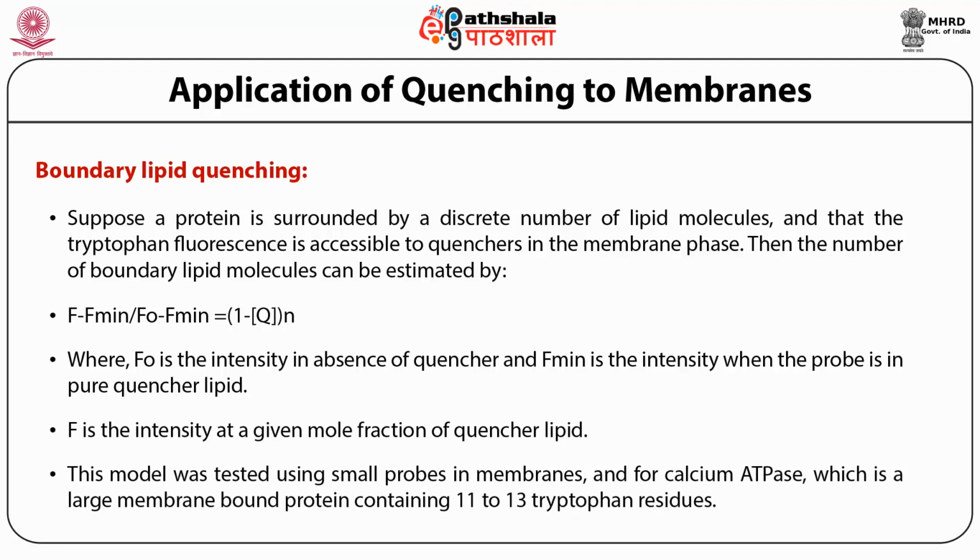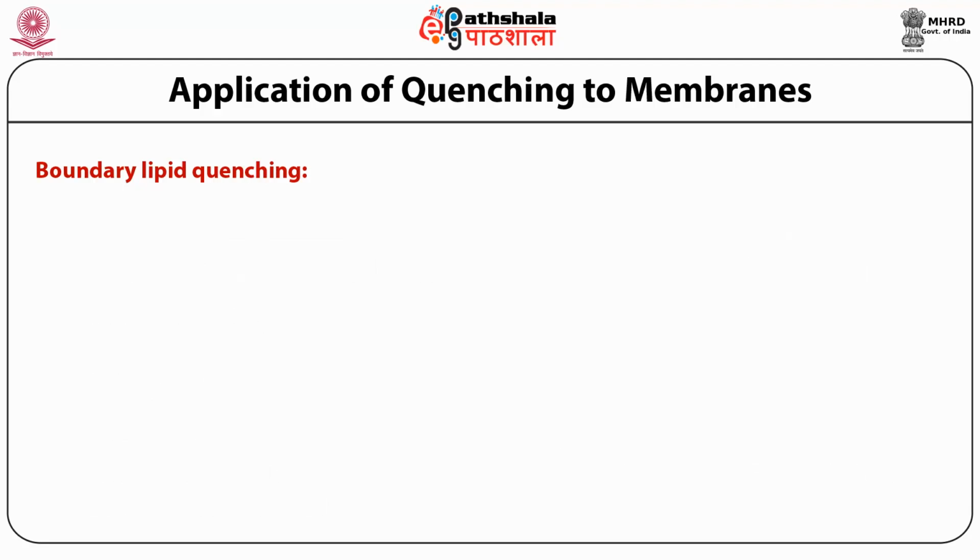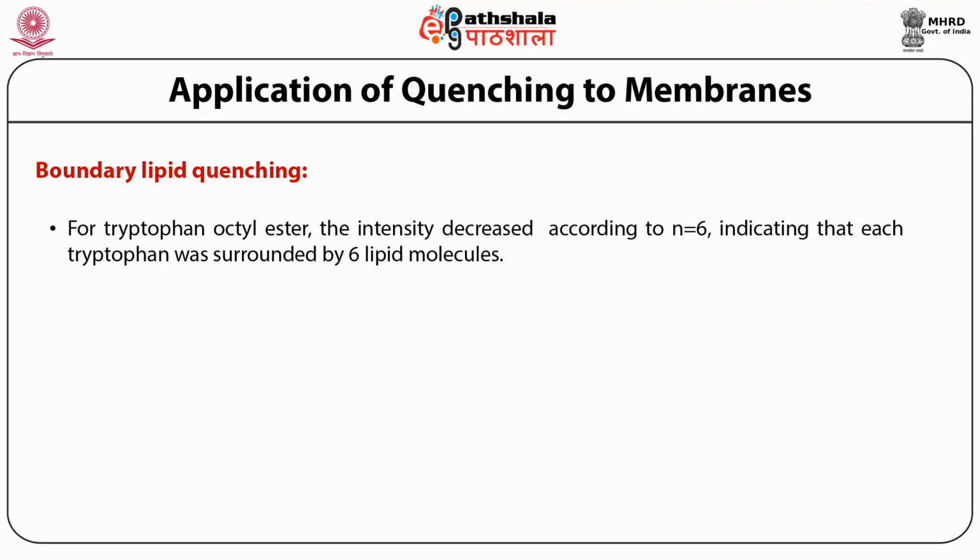This model was tested using small probes in membrane and for calcium ATPase, which is a large membrane bound protein containing 11 to 13 tryptophan residues. For tryptophan octyl ester, the intensity decreased according to n equal to 6. That means n, the number of molecules, indicates that each tryptophan was surrounded by 6 lipid molecules.